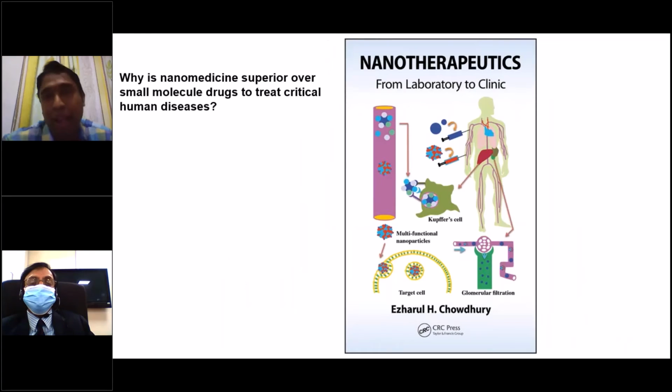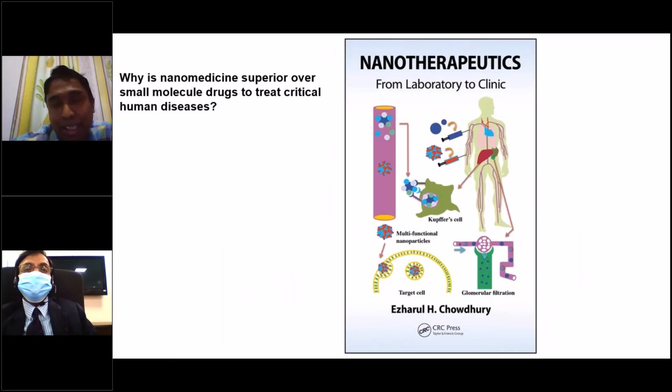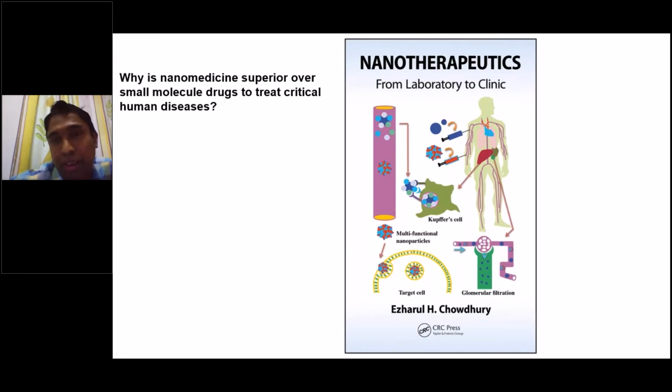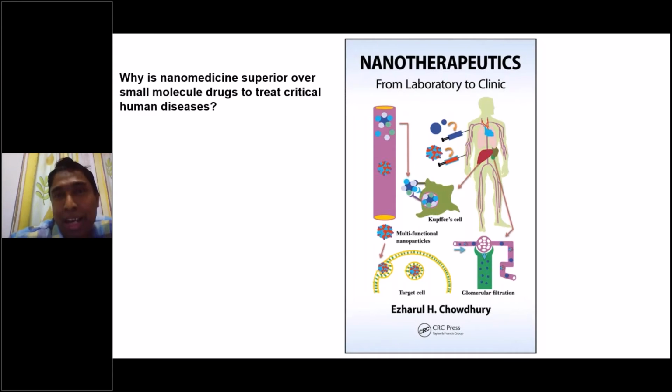So this is the book I published in 2016. I think this is the first extensive book elaborating on the nanotherapeutics that have been developed, with mechanisms of action. This is the cover photo showing that small molecule drugs are distributed all over the body. They are cleared by the kidney, as shown here.